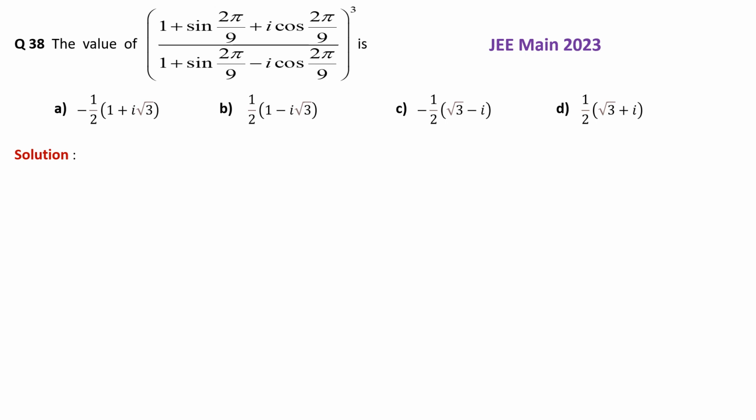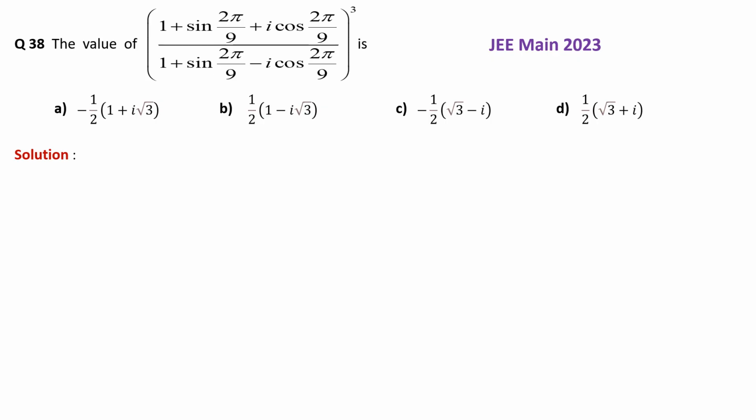Myself LS Nanda. Now in our previous year question series of JEE Main and JEE Advanced, this is today's question. This question is based on the topic of complex numbers. It says the value of (1 + sin 2π/9 + i cos 2π/9) divided upon (1 + sin 2π/9 − i cos 2π/9) whole cube is.